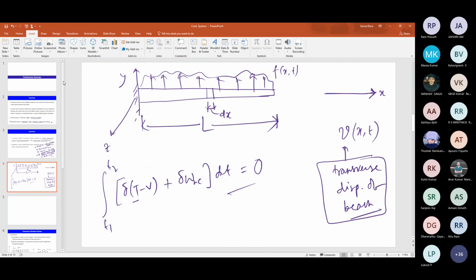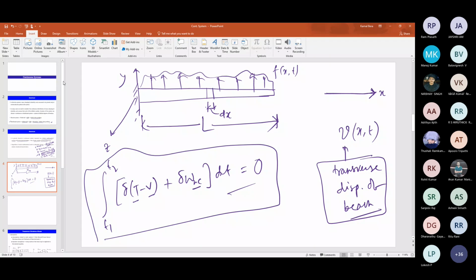T is the kinetic energy, V is the potential energy, and del W_NC is the work done by the non-conservative forces, like the external forces or the damping forces, which are non-conservative in nature. So if you do this operation also, by finding the kinetic energy, potential energy, and work done by the non-conservative forces, you substitute here, do the integration by parts, and follow the procedure of Hamilton's principle, you will get exactly the same equation of motion, and more importantly, we will get the associated boundary conditions also. All combinations of boundary conditions you can get. That is the beauty of that method.